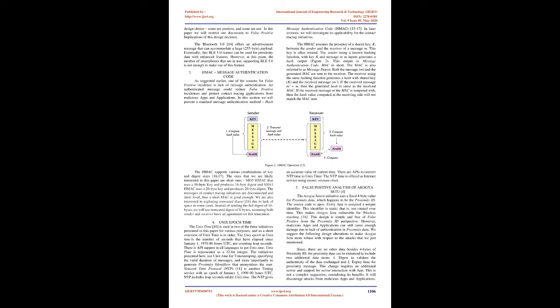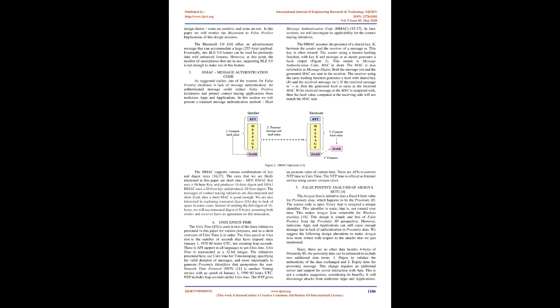The receiver, using the same hashing function, generates a hash with shared key K and the received message M'. If the received message M' equals M, then the generated hash is the same as the received MAC. If the received message or the MAC is tampered with, then the hash value computed at the receiving side will not match the MAC sent. Figure 2. HMAC Operation 13.